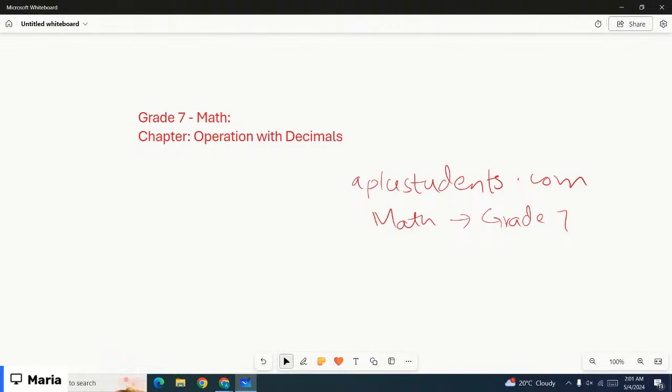We're going to start with the chapter operations with decimals. So please make sure you have your notebook and pencil so that you can note down the important examples and definitions as well, right?